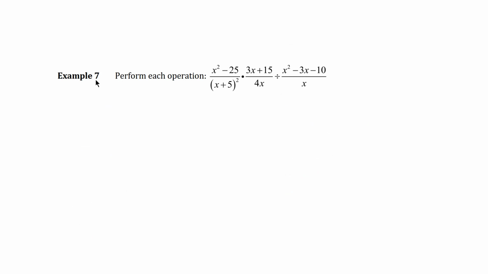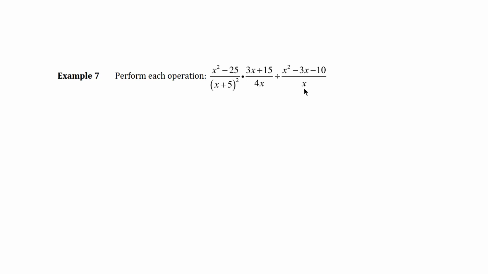For example number 7, perform each operation. We have x squared minus 25 over parentheses x plus 5 squared times 3x plus 15 over 4x divided by x squared minus 3x minus 10 over x.